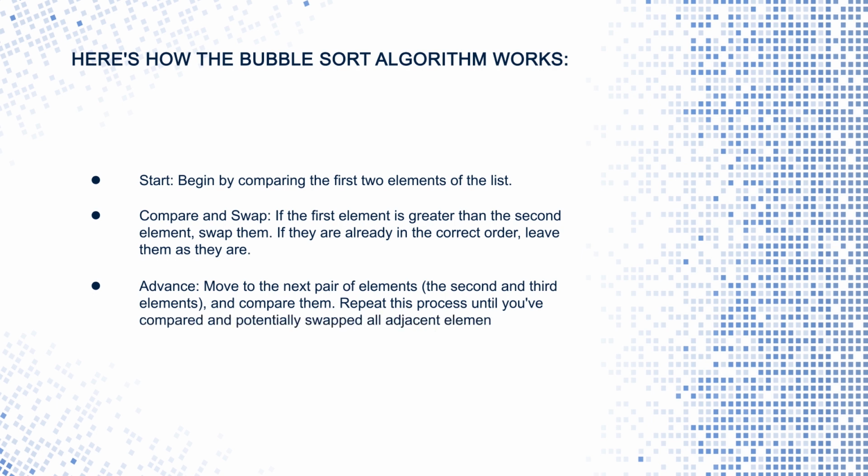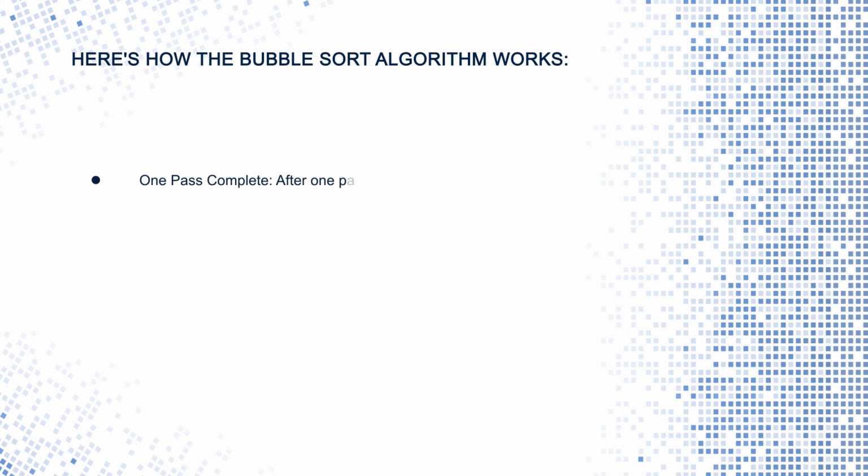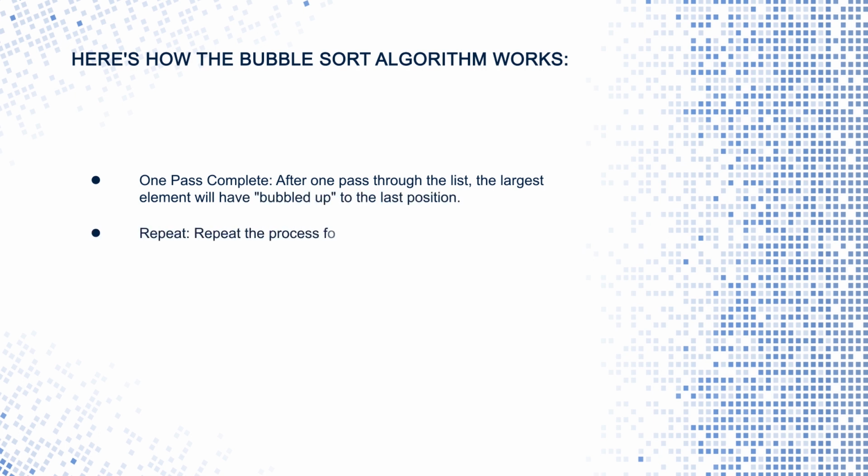The third step is advance. Move to the next pair of elements, that is the second and third elements, and then compare them. Repeat this process until you have compared and potentially swapped all adjacent elements in the list. The fourth step is one pass complete. After one pass through the list, the largest element will have bubbled up to the last position.